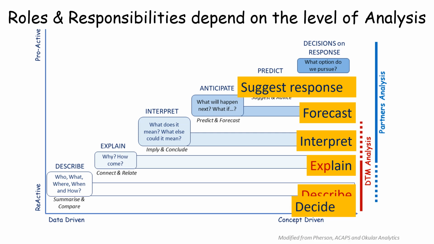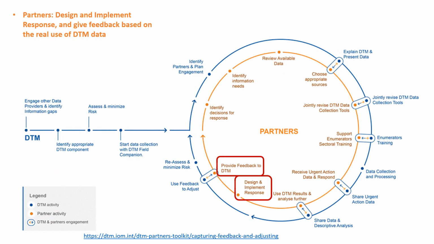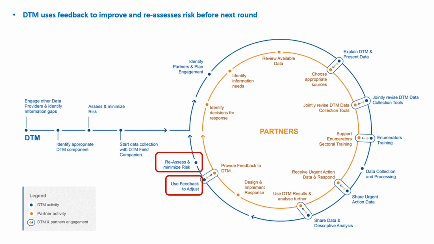Remember to agree in advance on which levels of analysis will be analyzed by DTM and which by the partner. If nobody can analyze the data, do not collect them. At this point, partners will design and implement response and give feedback to DTM based on the actual usability and usefulness of DTM data. DTM then uses feedback to improve their data collection and will reassess risks before the next round.